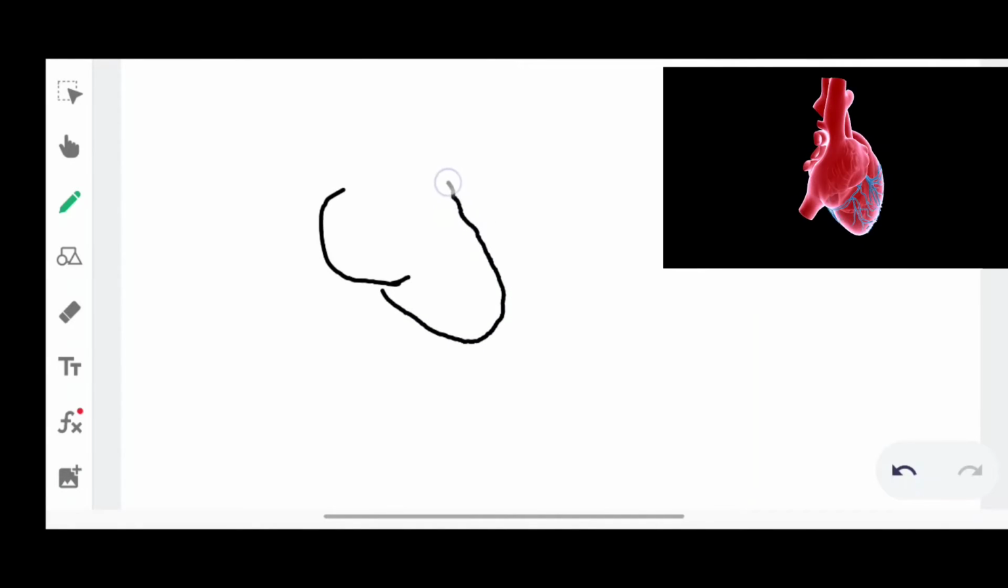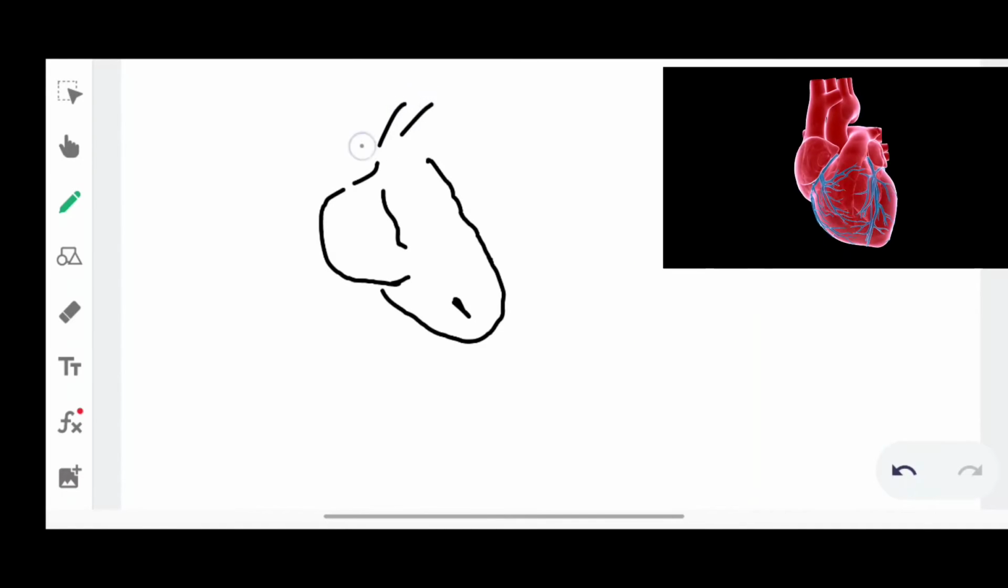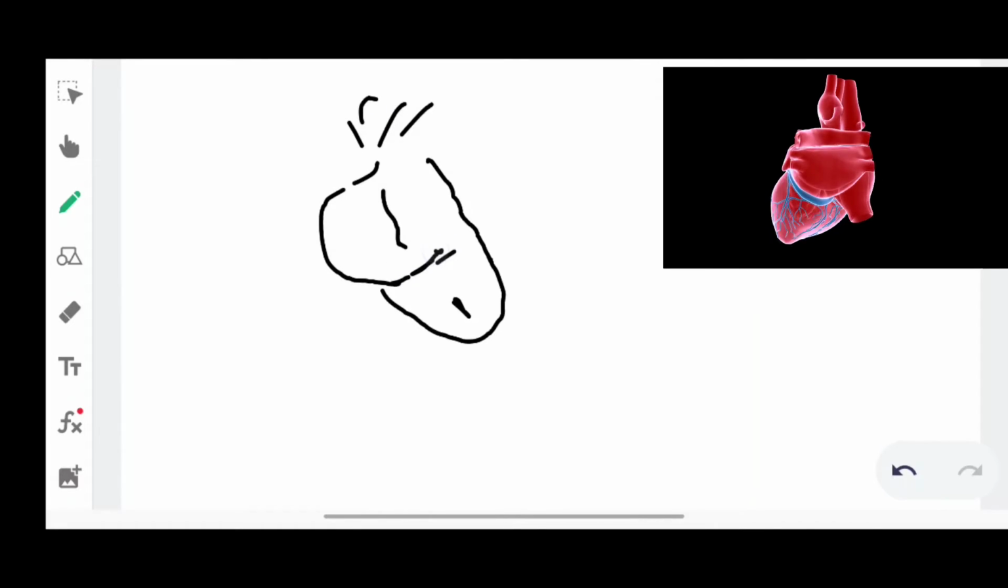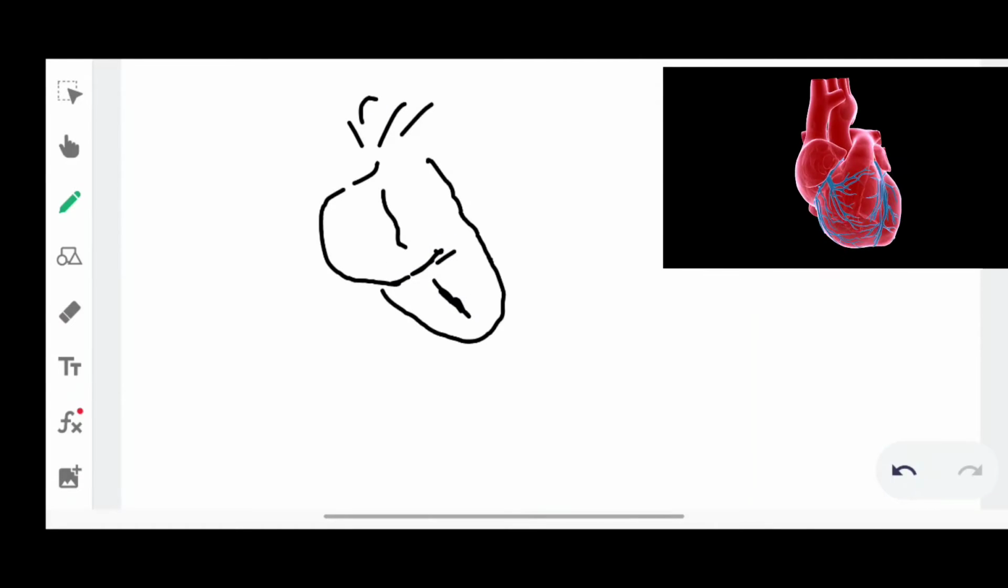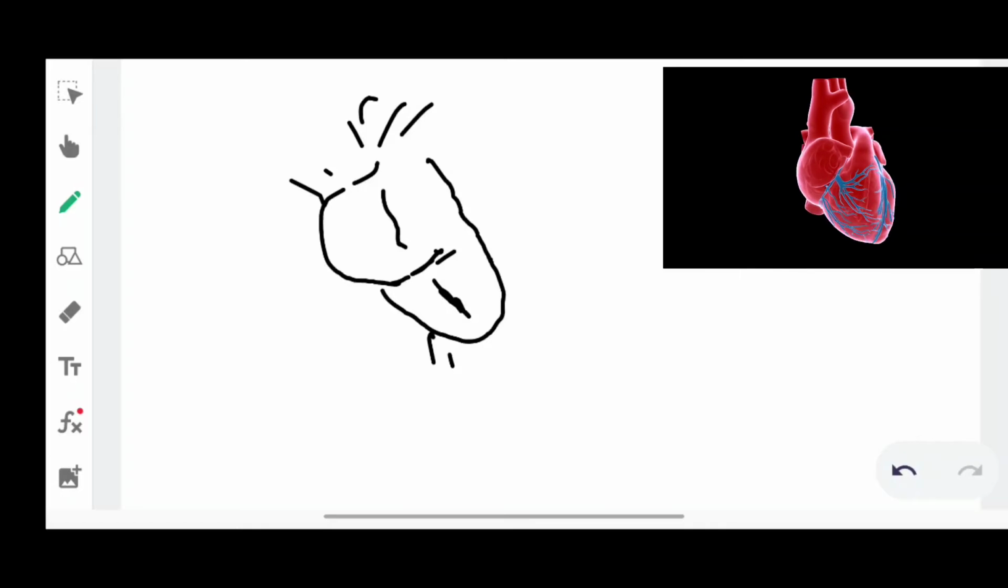Okay. Try my best to draw the heart here. Okay, this is roughly a picture of a heart, okay? I'm not the best drawer in the world. All right? So how does the heart work? This is gonna be an intro into how the heart works, okay?